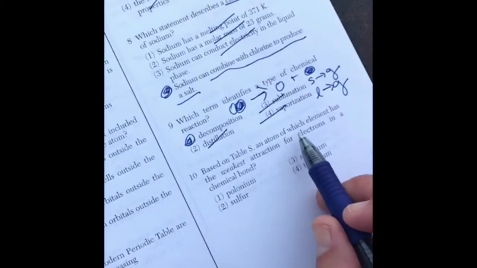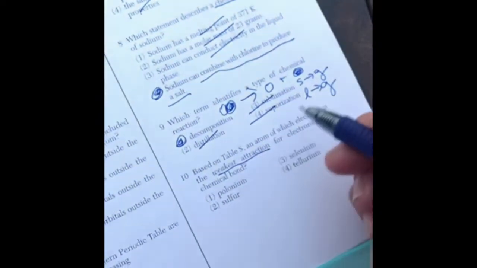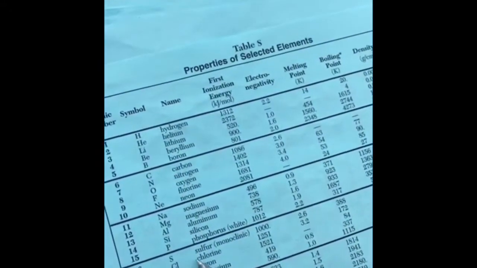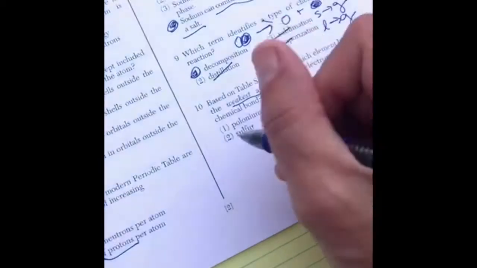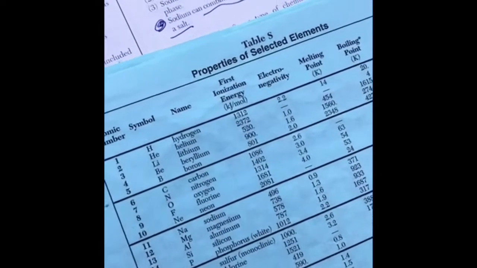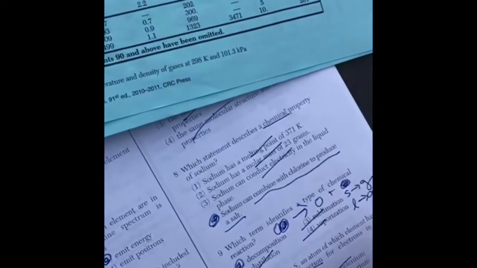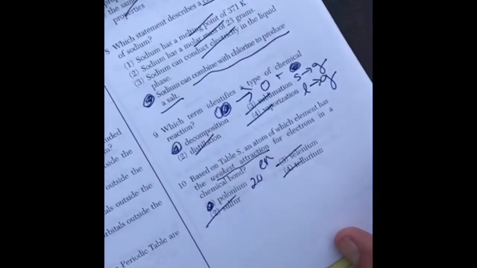Based on Table S, an atom of which element has the weakest attraction? Attraction is electronegativity, so I've got to go find these. Polonium is 2.0. Sulfur, 2.6, so it can't be sulfur. Selenium, there it is, 2.6, so it can't be that. And tellurium is a 2.1. So nope, it's going to be polonium that has the weakest because it has the lowest electronegativity.